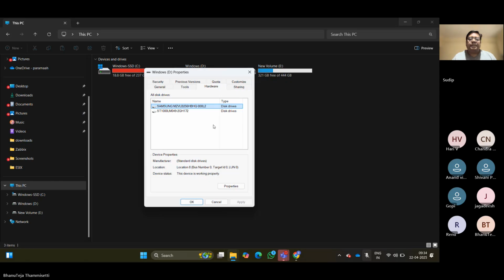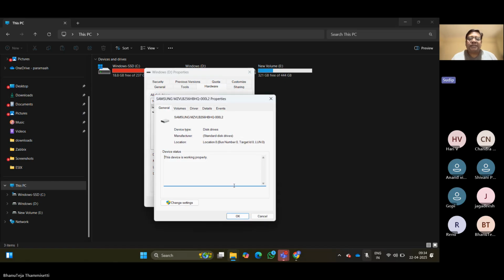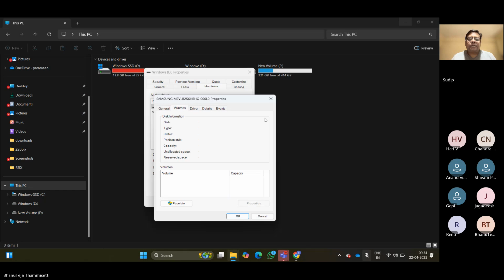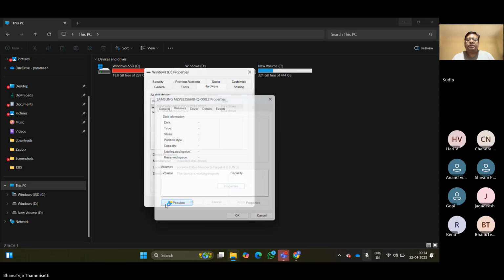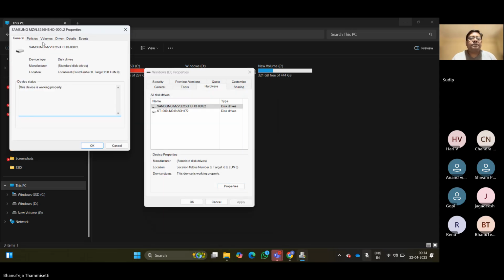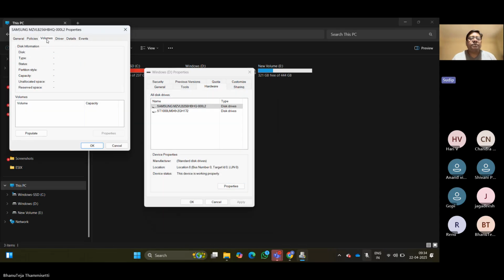Now, Bhanu, can you click on the properties button on that particular hard disk? Yes. And you see the same thing. It says that it is Samsung and all. Go to the volumes tab on the top. Yes. And click on the button populate there. Yeah. Go to volumes and click on populate. Yes. So do you see something here?